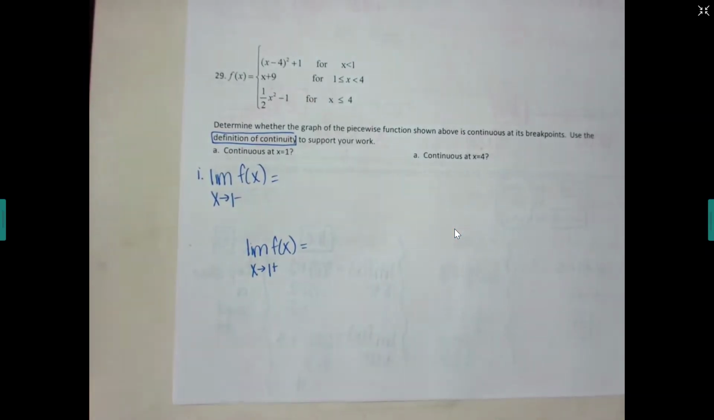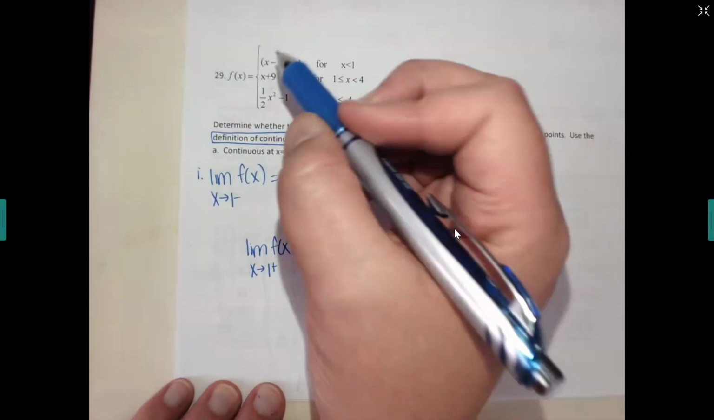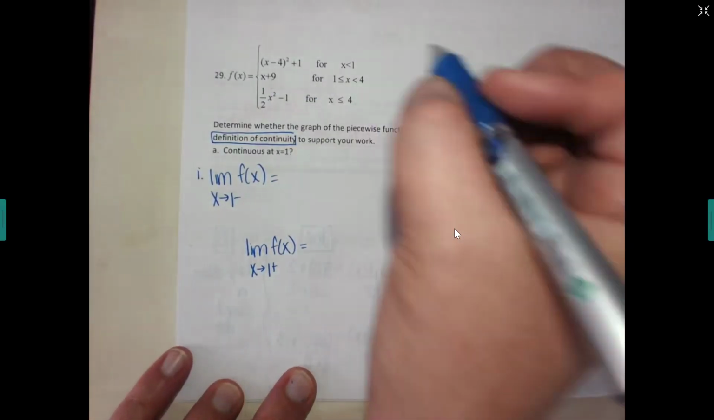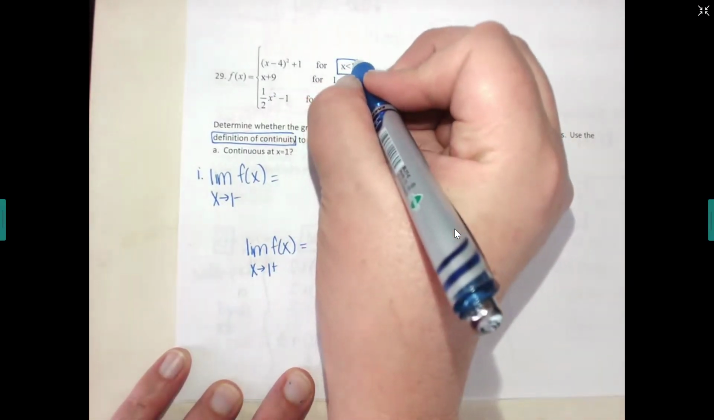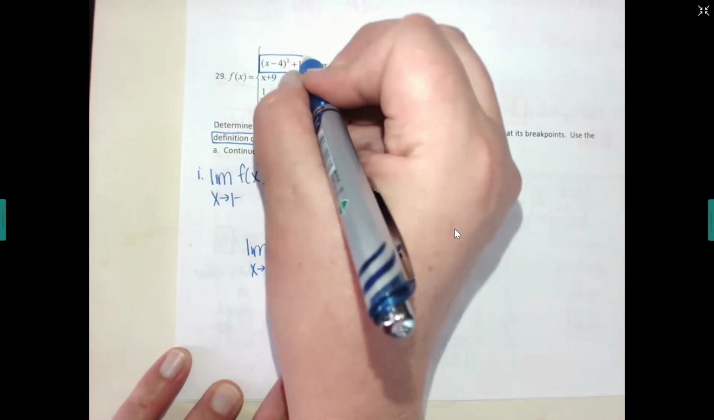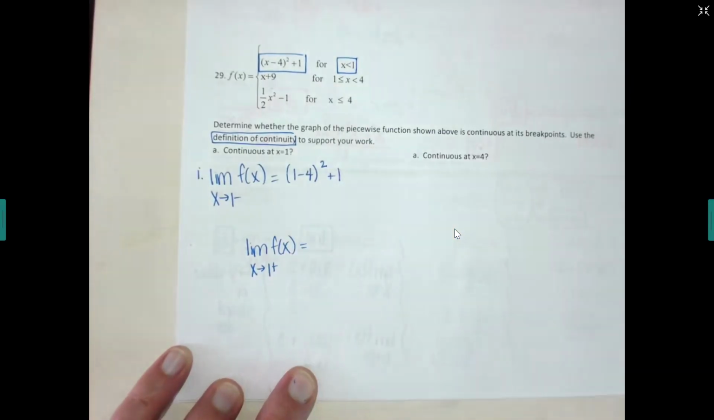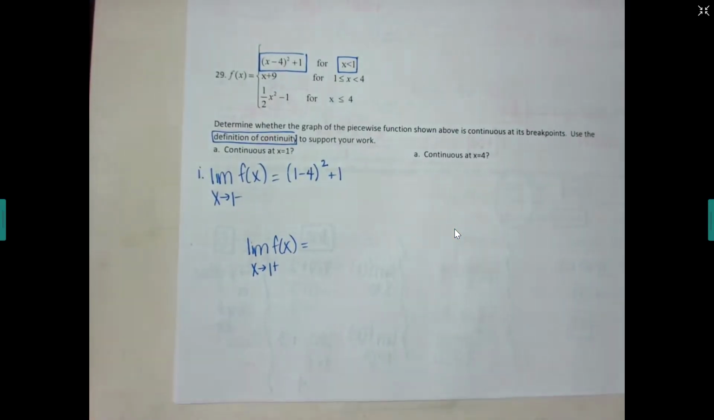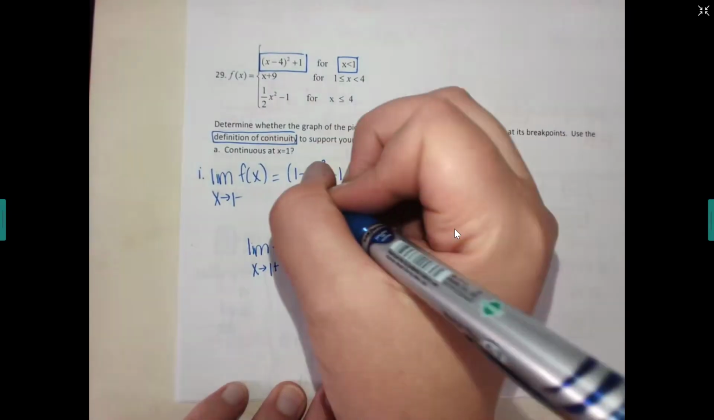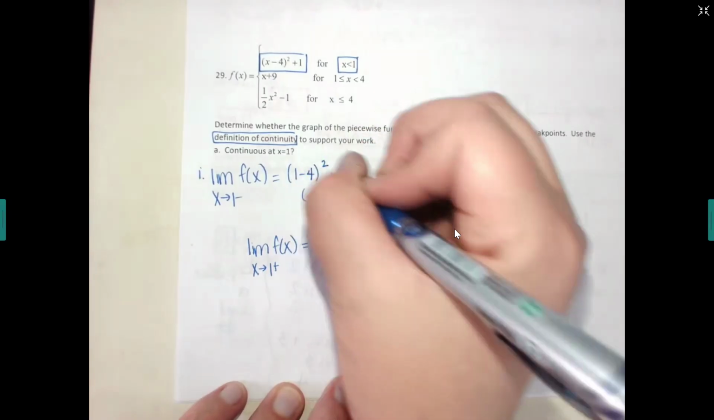Which piece will I plug into for the left limit for 1? Top, middle, or bottom? Less than 1 is the left limit. That would be the top. So you'll do 1 minus 4, square it, plus 1 to it. 1 minus 4 is -3. Remember, parentheses first, follow PEMDAS. Then exponent, then add. So 1 minus 4 is -3. What is that squared?